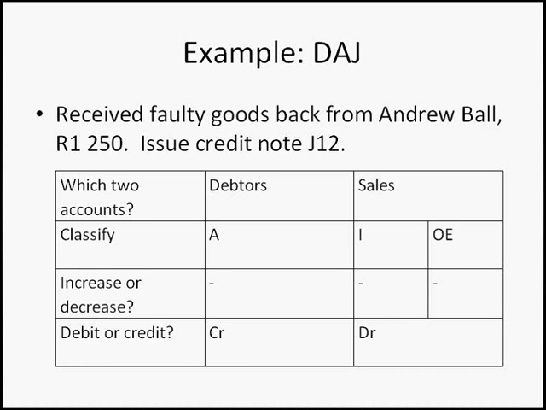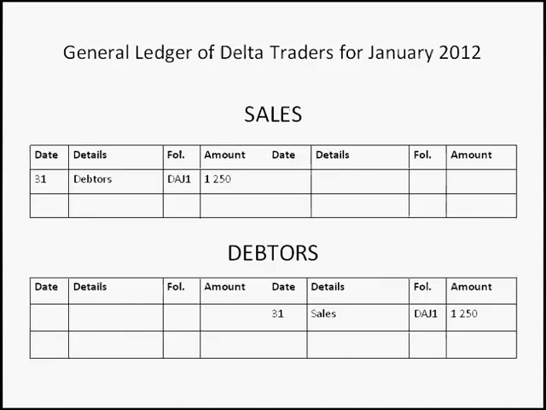And my sales also decrease because I haven't sold as much anymore, because he's given me some of that stuff back. So sales is an income, and that income is decreasing because I haven't sold as much, and an income decreases on the debit side. So I've got one debit entry and one credit entry. What will the ledger look like? It will show the opposite to what it had before.